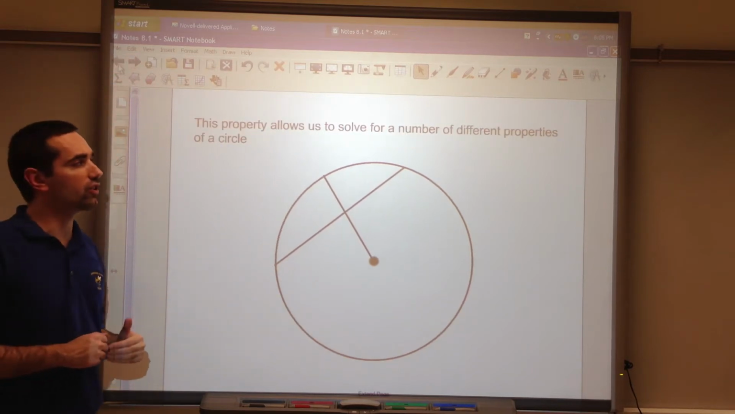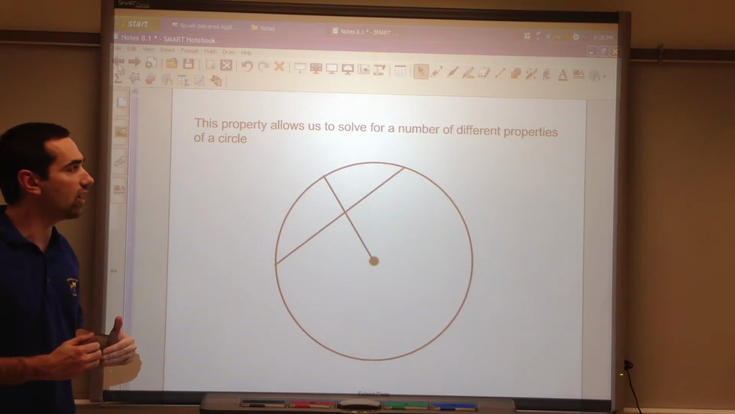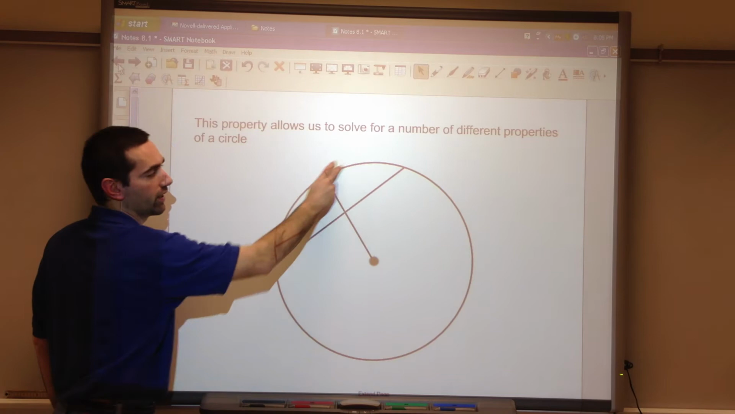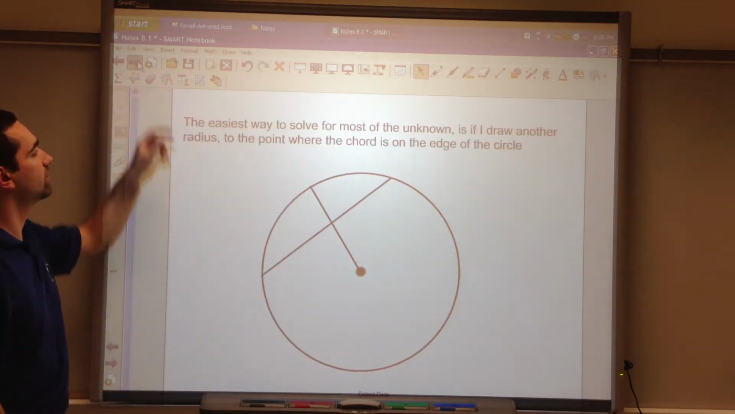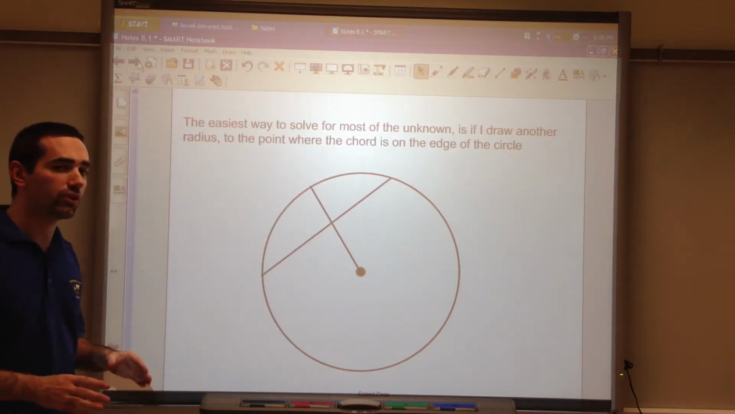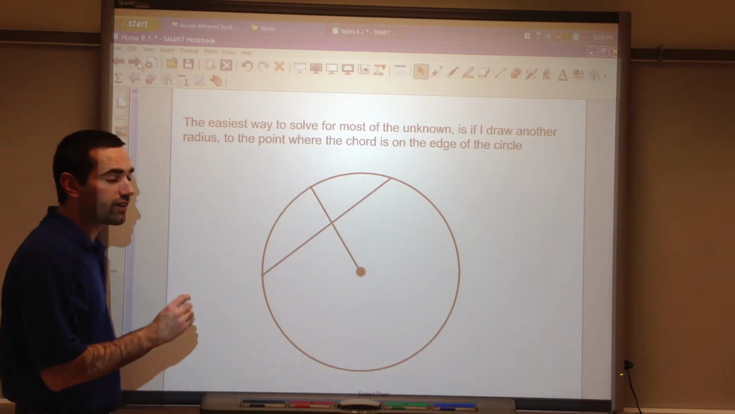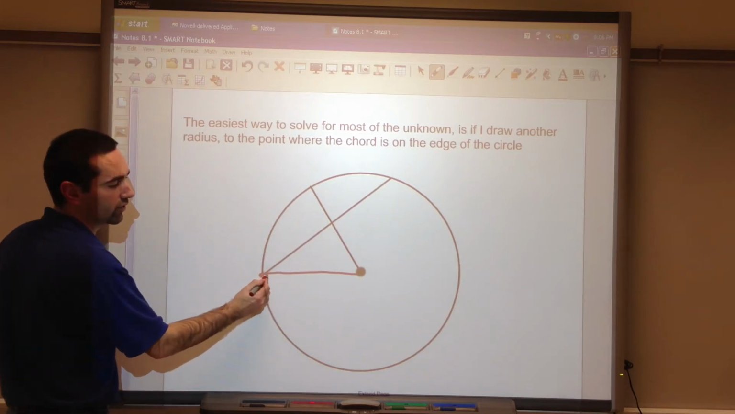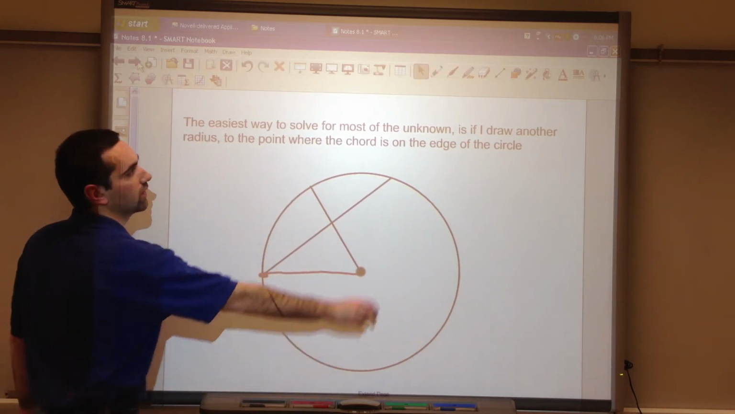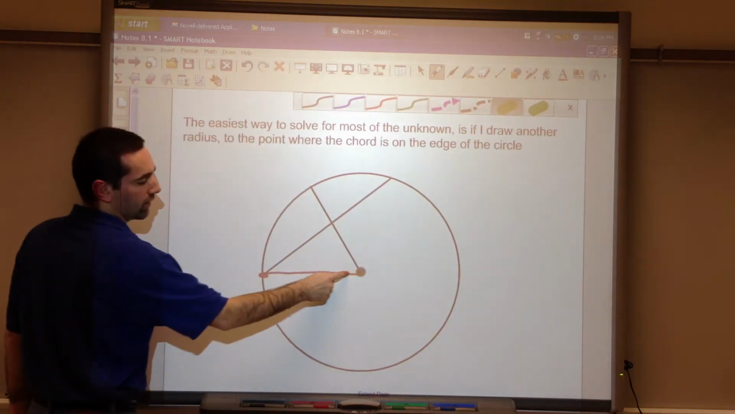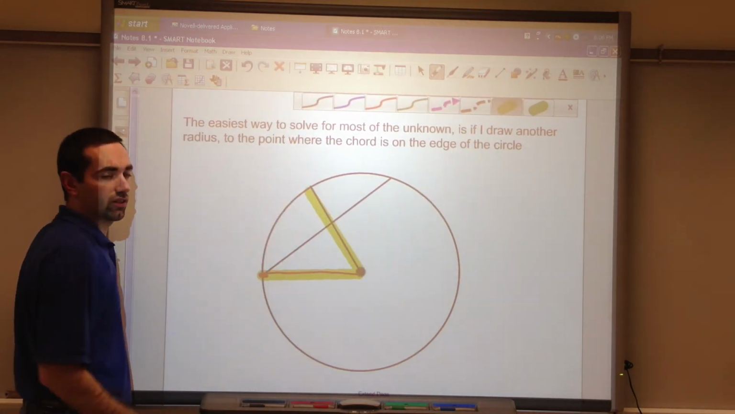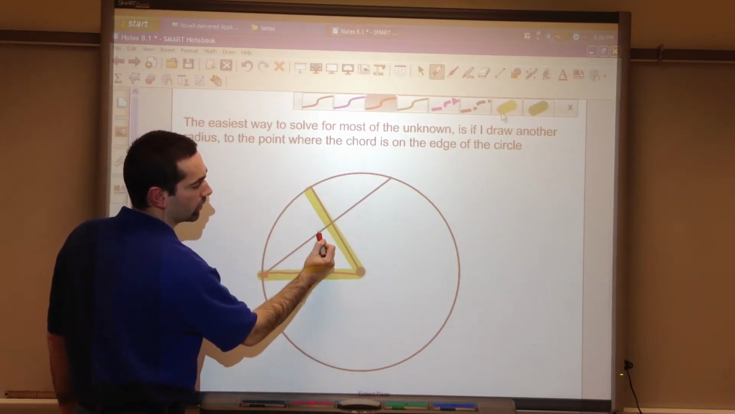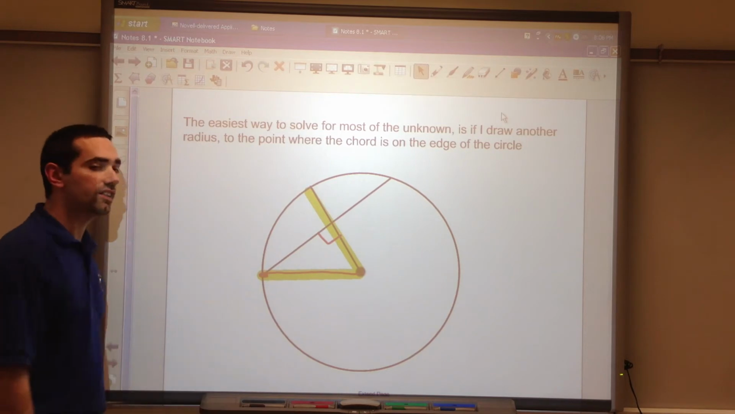This property allows us to solve for a number of different properties of a circle. So we can look at dealing with the radius, this chord, and this arc. The easiest way to solve for most of these unknowns is if I draw another radius to where the chord is on the circle. I know this and this are both radius, thus they are congruent, and I know that is 90 degrees.